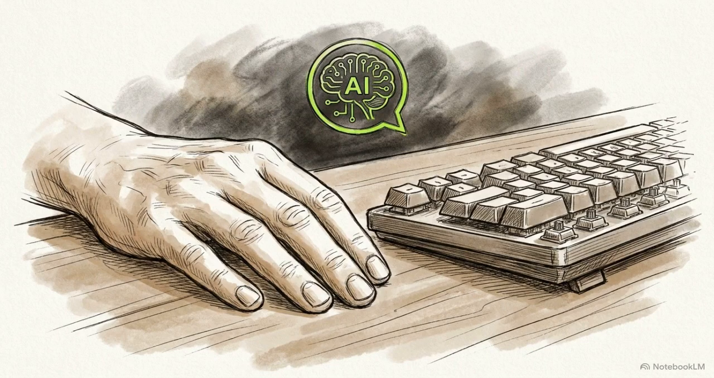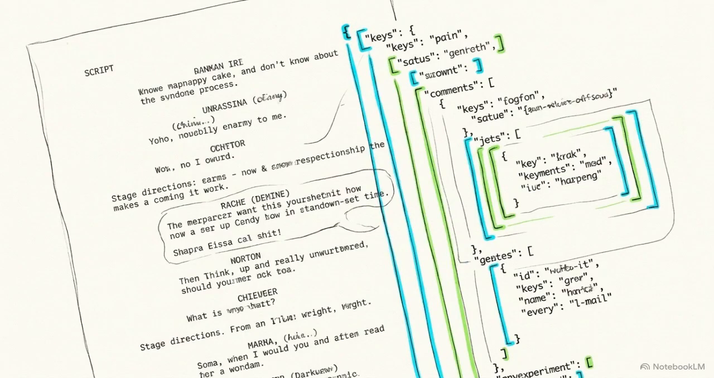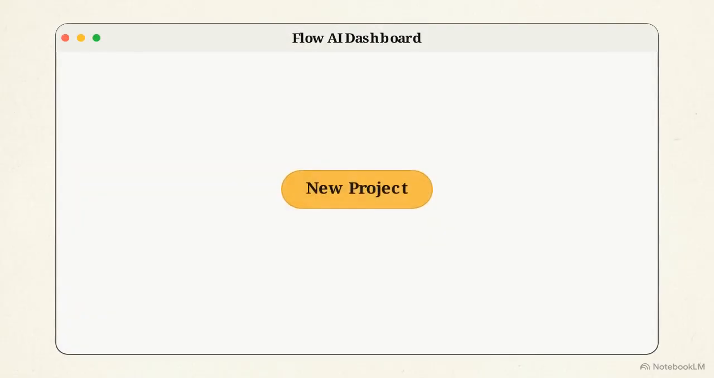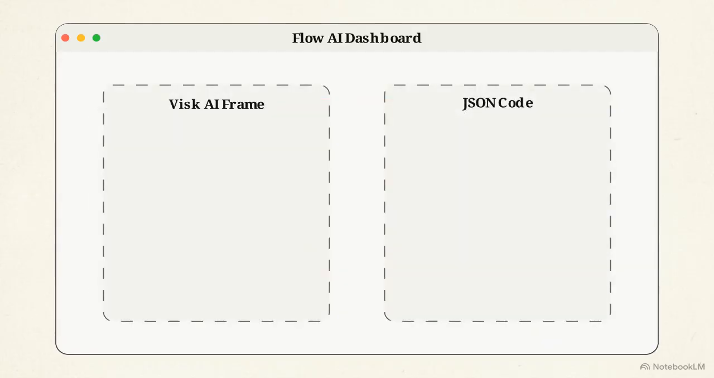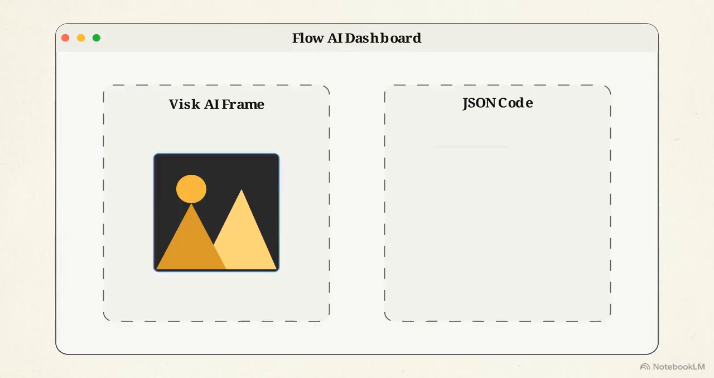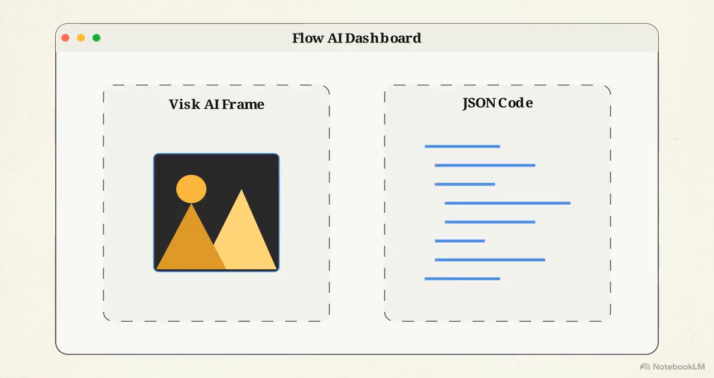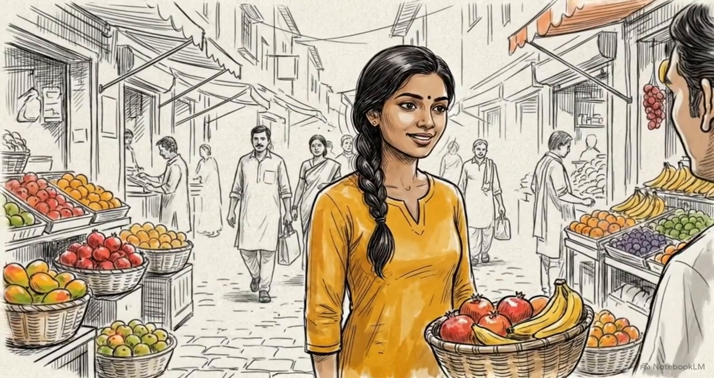Instead of writing this code manually, we return to ChatGPT. We give it a template and ask it to translate our original scene descriptions and character dialogue directly into this exact JSON format. On the Flow AI dashboard, start a new project and follow a path to the Frames to Video tool. Inside, upload your Visk AI frame, paste the generated JSON code, and link that static image directly to the code. Executing this delivers a composite clip.